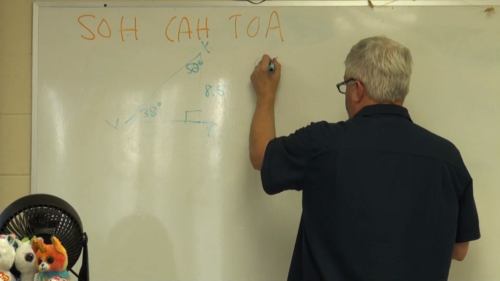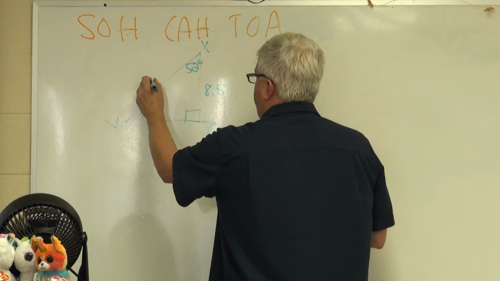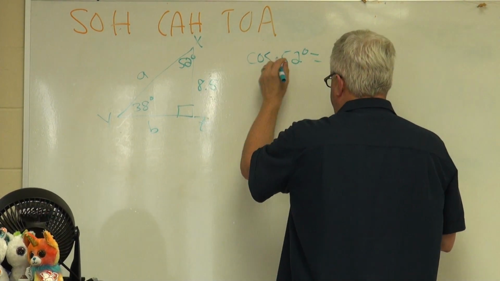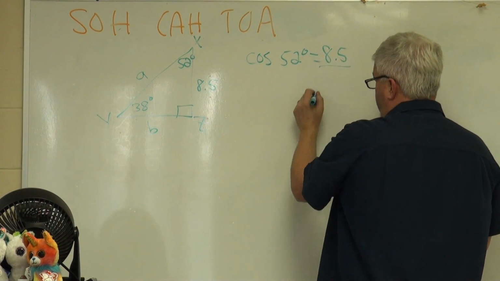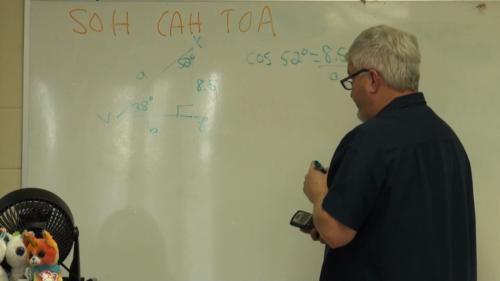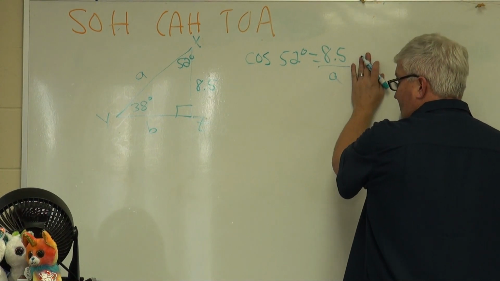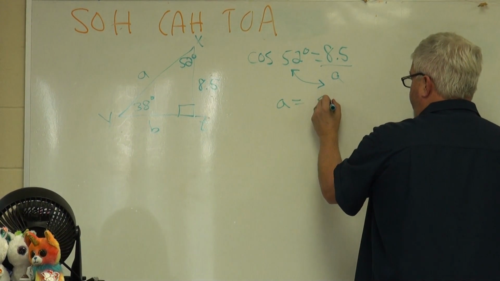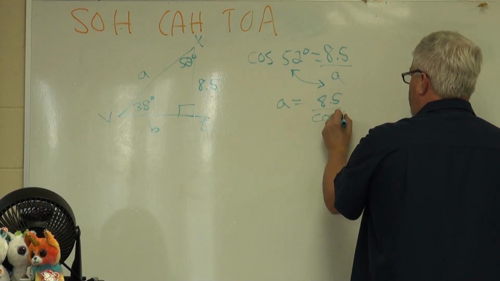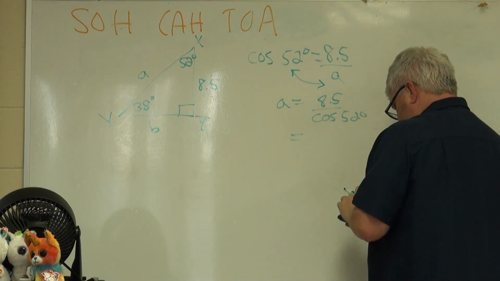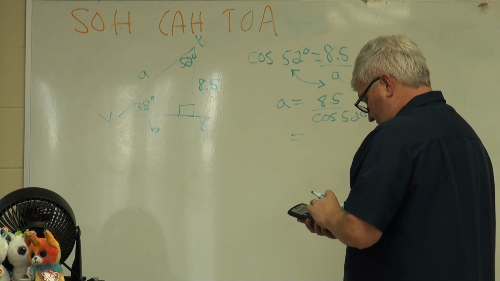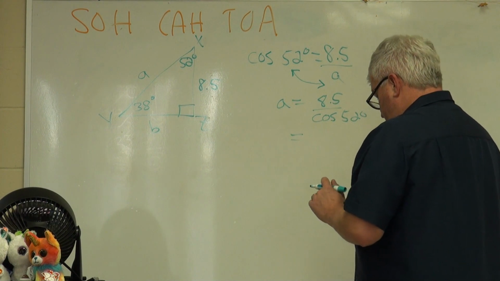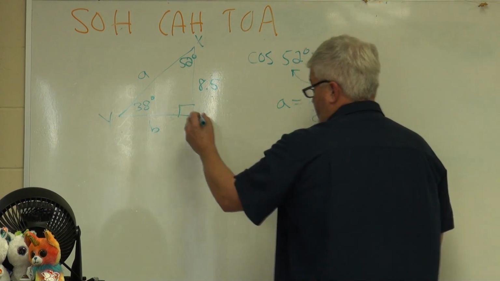We'll start with cosine. Let me call these A and B. Cosine of 52 degrees equals adjacent, which is 8.5, over hypotenuse, what I'm solving for. Now the letters are in the bottom, so we divide. Flip-flop these. A equals 8.5 divided by cosine 52 degrees, and that is 13.8, the hypotenuse.